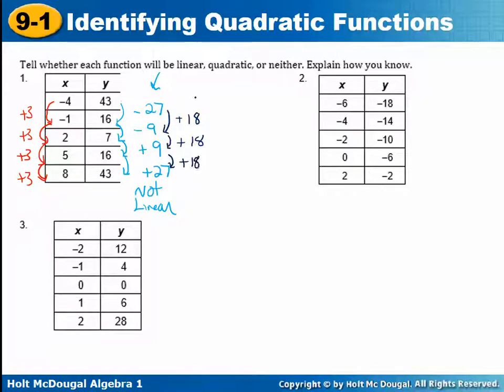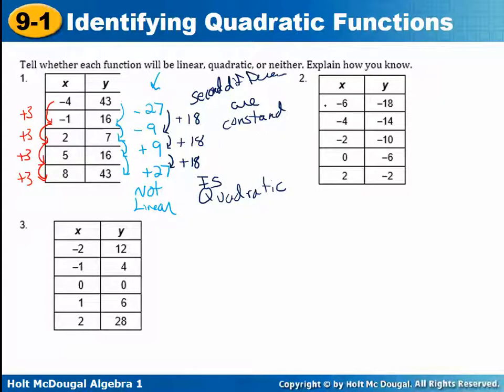So these are our second differences. And they're constant. They're all the same. That's what constant means. So this is a quadratic function. This is number 1. It's quadratic because the second differences are constant.